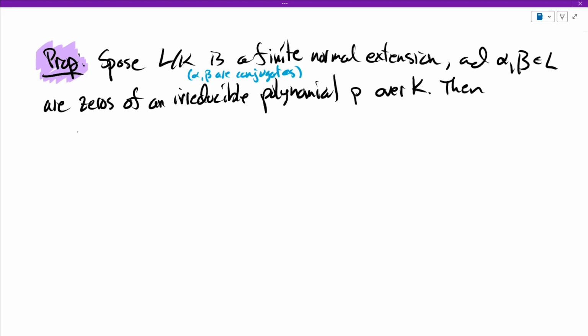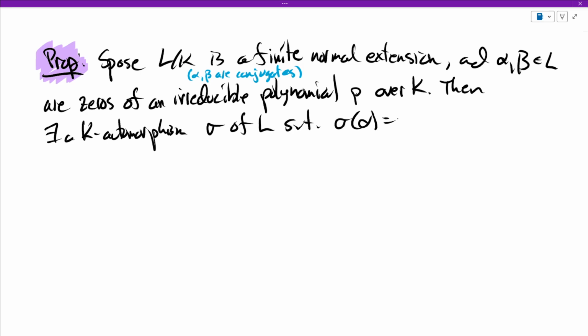Then there exists a K automorphism sigma of L such that sigma of alpha is equal to beta. Again, we saw that in that one example that we constructed a Q automorphism that set alpha to omega alpha. They were both roots of the same irreducible polynomial t cubed minus 2. Let's prove this. It will not be difficult.